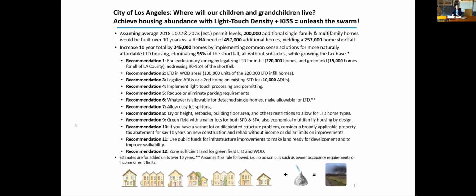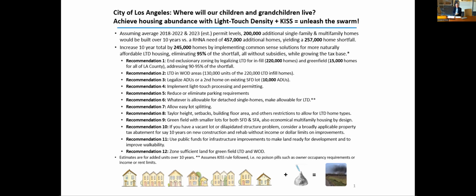One last conclusion. Where will our children and grandchildren live? That's what I like to use to frame what we're talking about here. And a city, a county, a state, we believe can achieve housing abundance. It may require different strategies and tactics in different places, rural versus urban versus suburban, high cost versus lower cost. In some places it's going to be ADUs, in some places it might be modular housing, in some places it might be the light touch density infill, in other places it might be light touch density greenfield. The point is you have to understand what the potential is for each of these. So we try to do that here for LA.